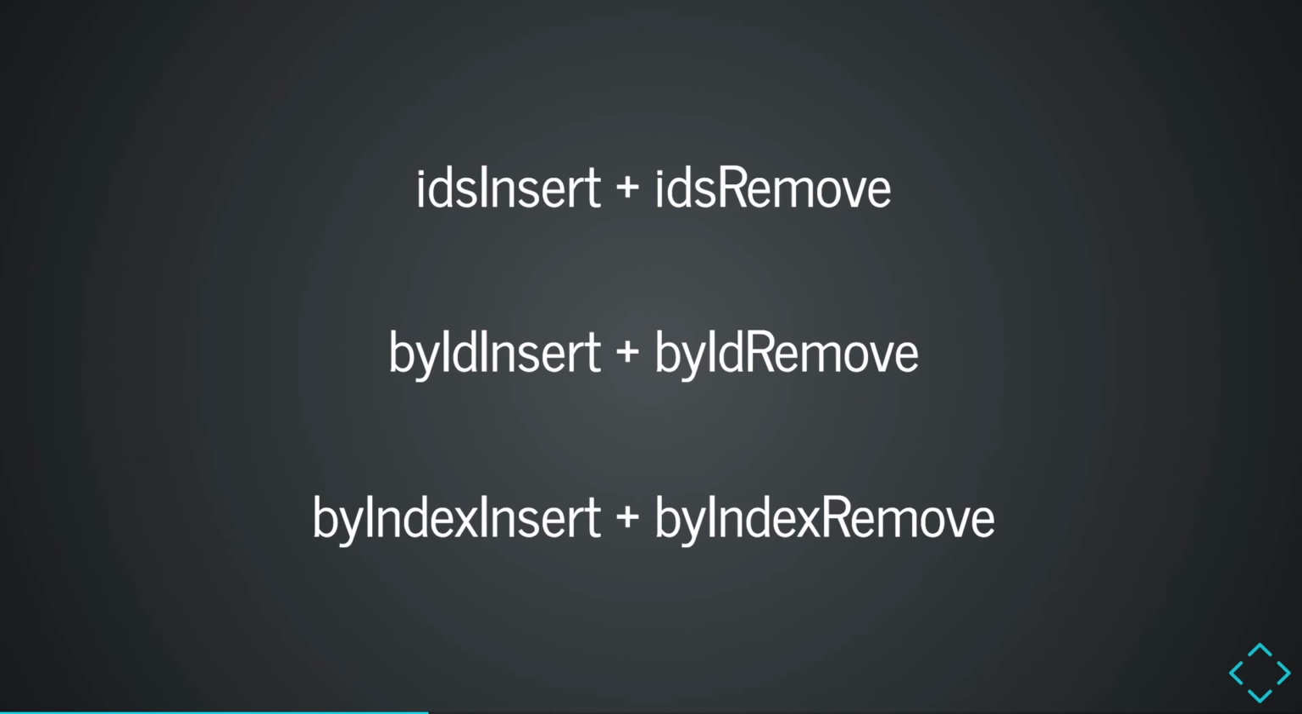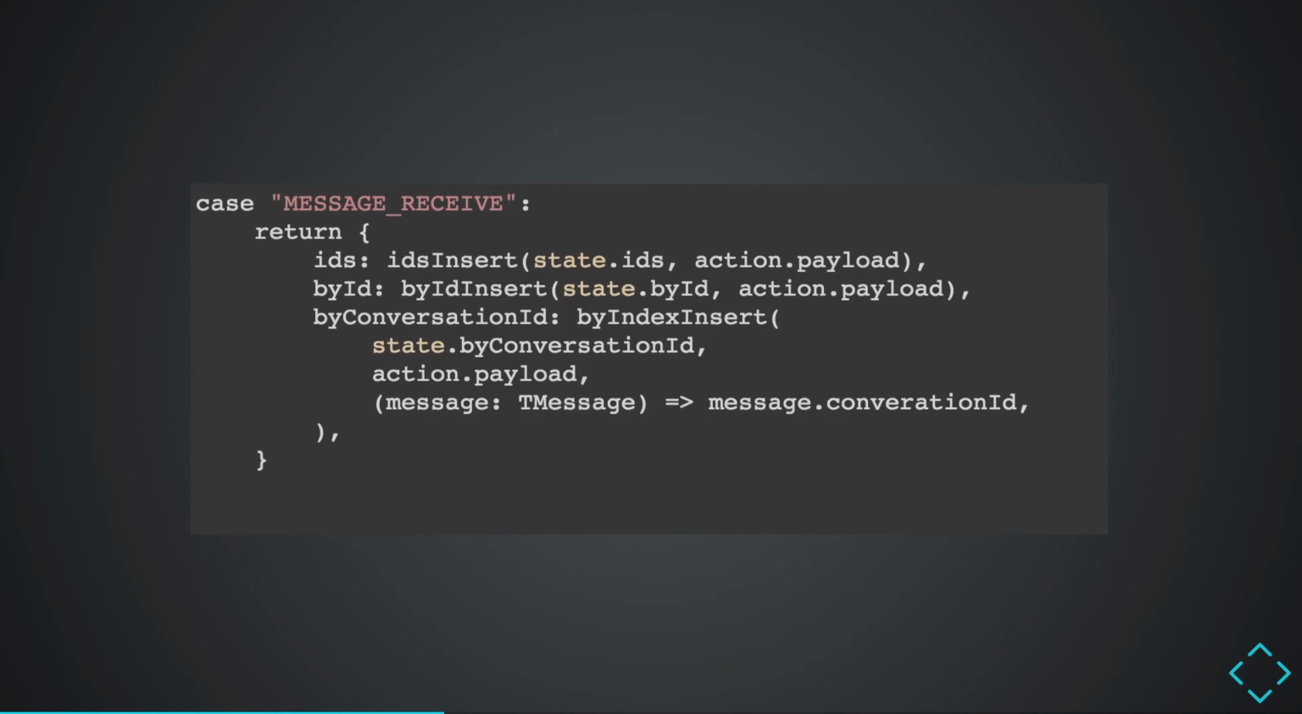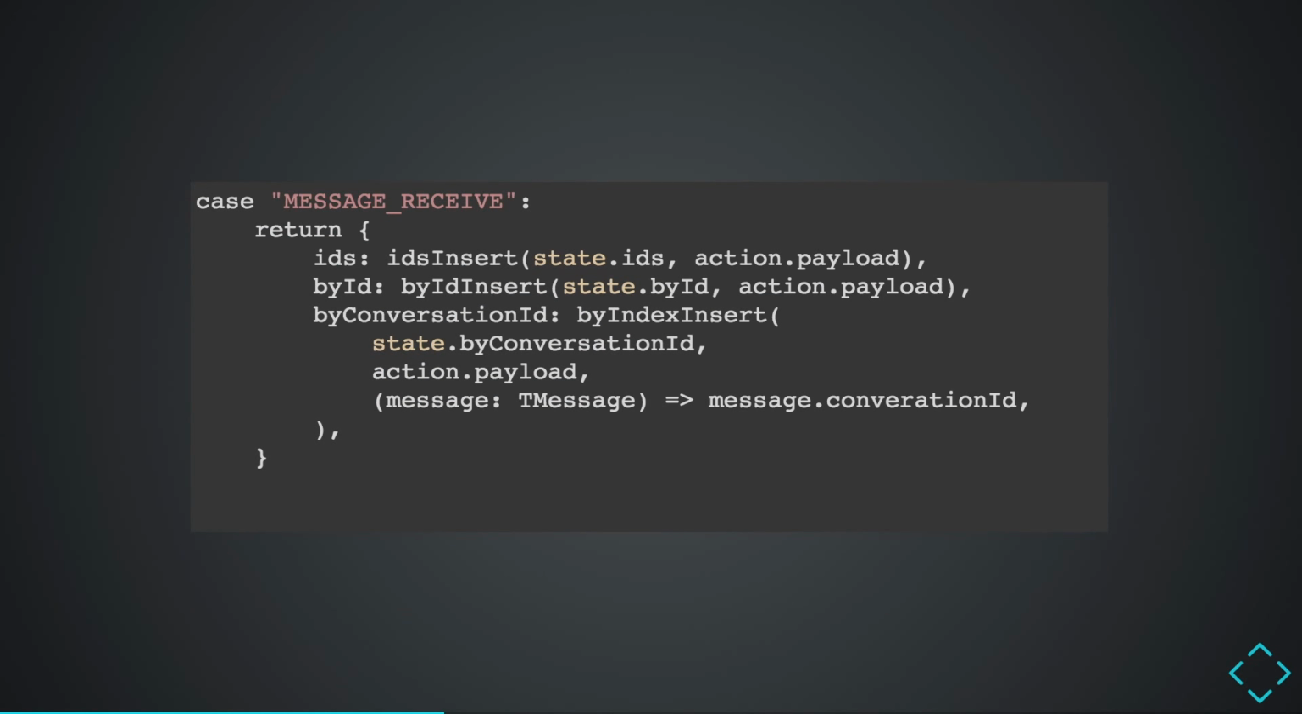In order to achieve this, you only need a handful of helper functions: IDs insert, by ID insert, by index insert. And with that, you actually get a fairly expressive, easily managed state reducer function. So hopefully that looks easy to manage.